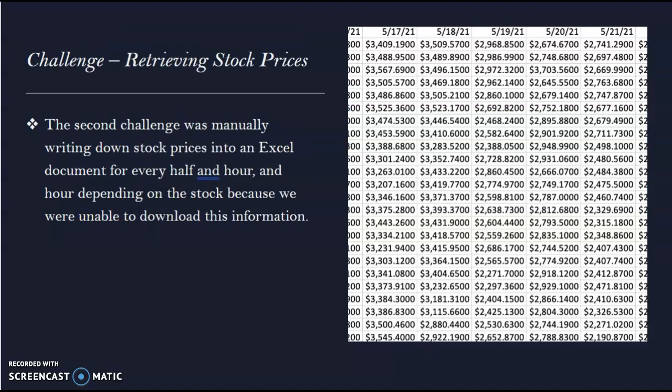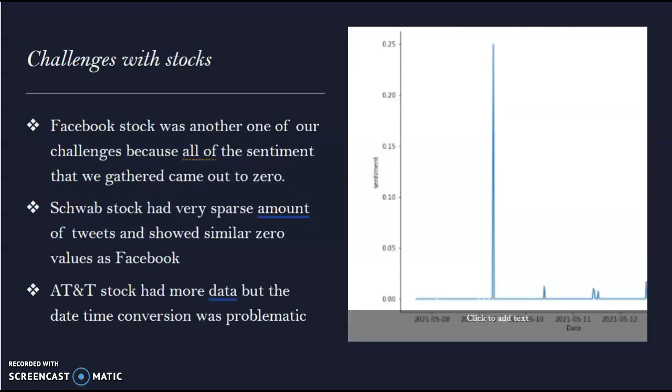The second challenge, as mentioned earlier, was very time consuming and required manually writing down stock prices for every 30-minute block throughout each trading day. Some of the stocks showed challenges, like Facebook and Schwab only gave 0 values, while AT&T gave us date-time conversion problems.